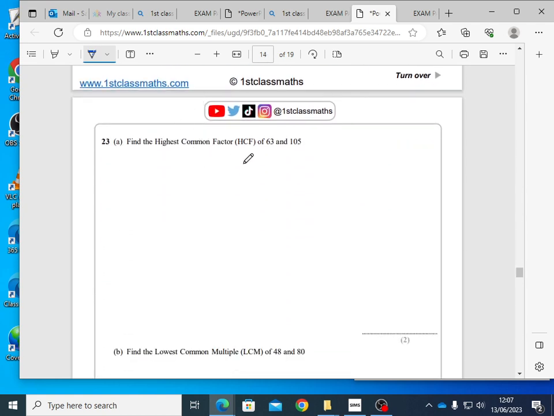Highest common factor, right, so let's see if there are any numbers. No, there's no big numbers in there. So highest common factor between that and that.